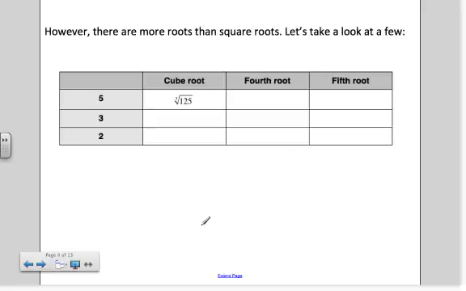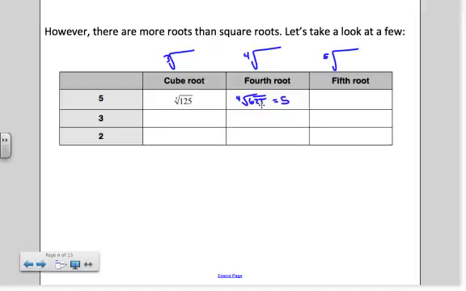Okay, but there are more than just square roots. So let's just talk about a few other ones. We have things called cube roots, which look like this. Fourth roots, which look like this. Fifth roots, which look like this. Well, the fourth root of 625 is 5, because 5 to the fourth is 625.